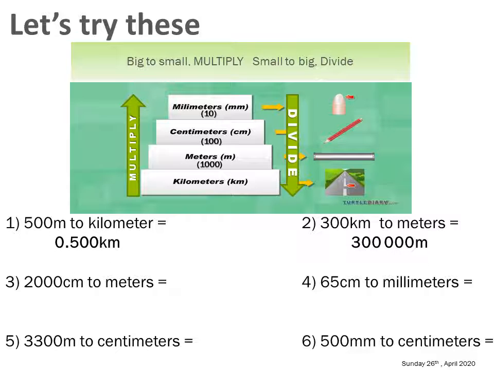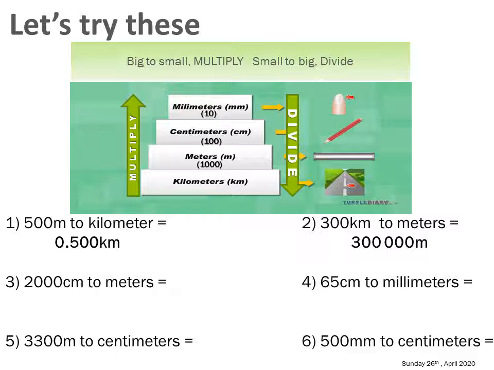Okay, now let's go to number 3. Number 3, I have 2000 centimeter to meter. Check now for me. Centimeter to meter. Check which block is big. Centimeter and meter, which block is bigger? Good job. Meter is bigger block. Centimeter is smaller block. Now I am going from centimeter to meter. So I am going from small block to big block.